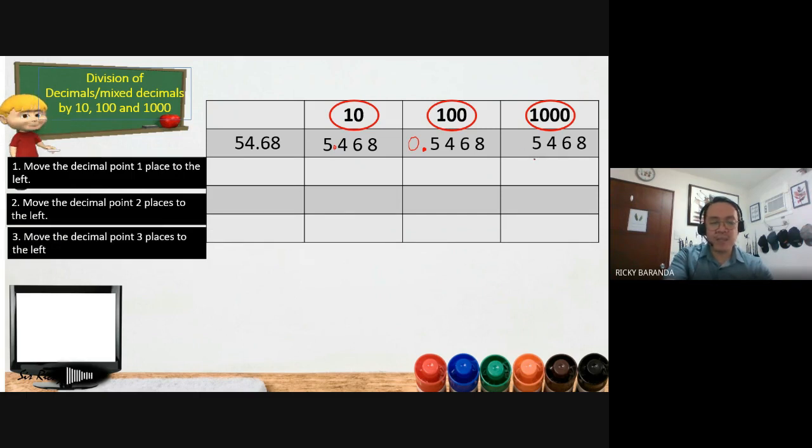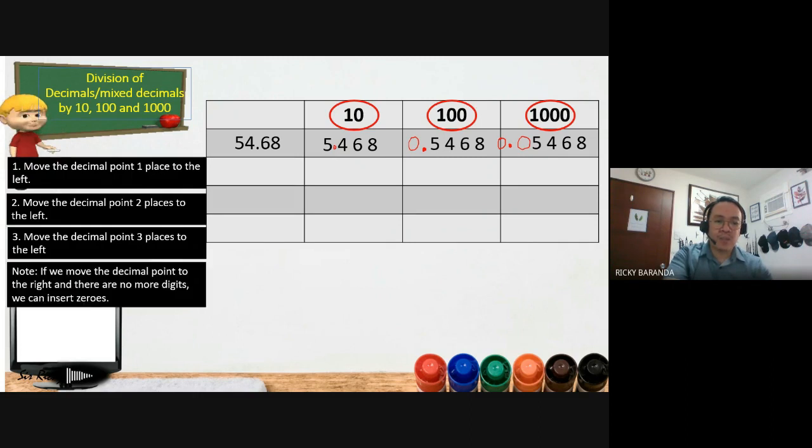By thousands naman, so by thousands, 3 places. So 1, 2, 3. Dito yung decimal point, then may bakante diyan, lagyan mo ng 0. Then to make it decimal number, pwede mong lagyan ng 0 to identify lang na decimal number siya. So 0.05468. So another example. So yan nga, if we move the decimal point to the left and there are no more digits, we can insert 0 tulad dito na ginawa ko dito.